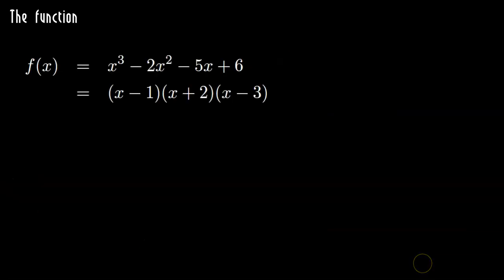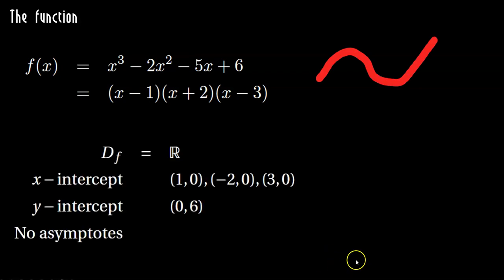So let's look at an example. Here's my function. I've got x cubed minus 2x squared minus 5x plus 6. I went ahead and factored it. We know the domain is the reals. It's a cubic, so we know it's going to look something like this. What can I tell? Well, we've got the intercepts. The domain is the reals.